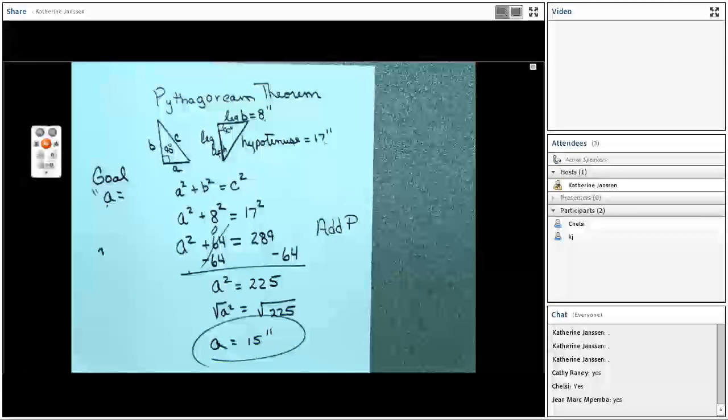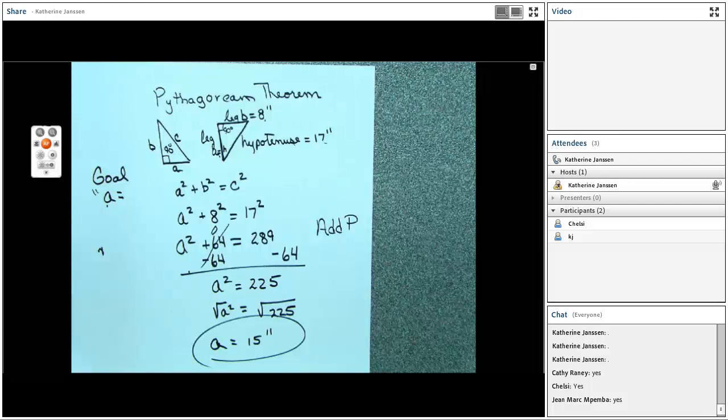Solving for the length of an unknown side in a right triangle using the Pythagorean theorem.